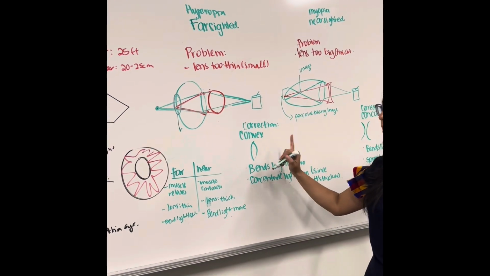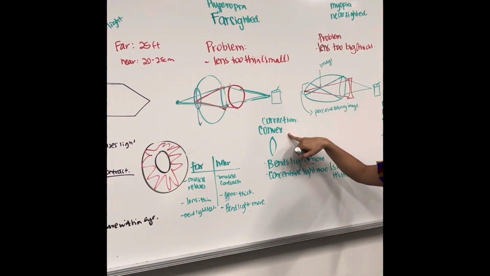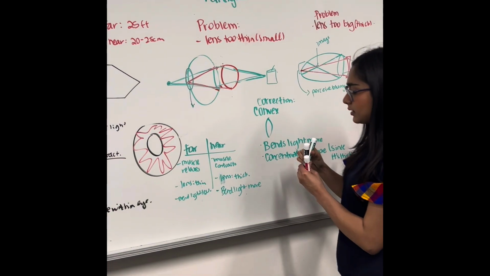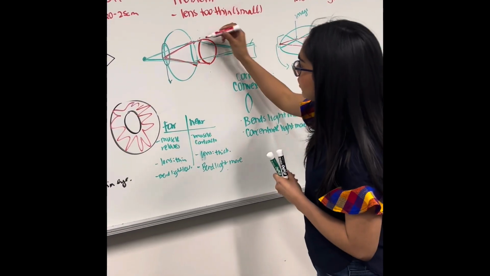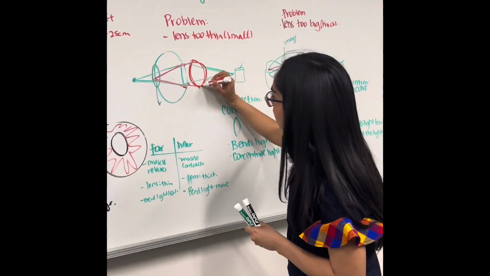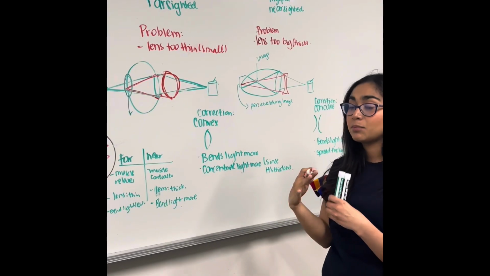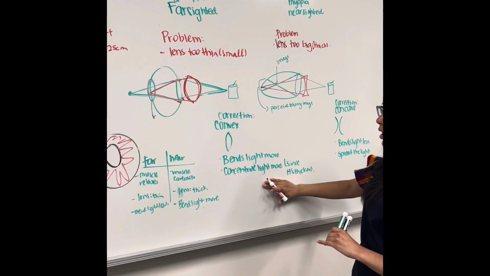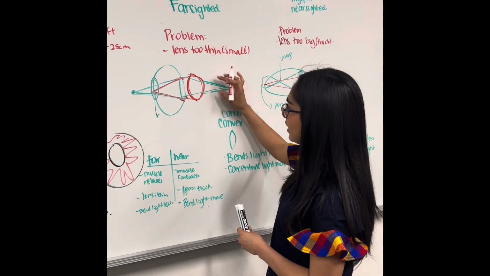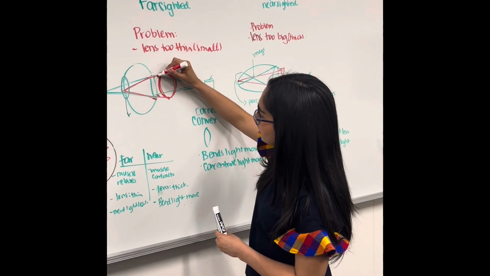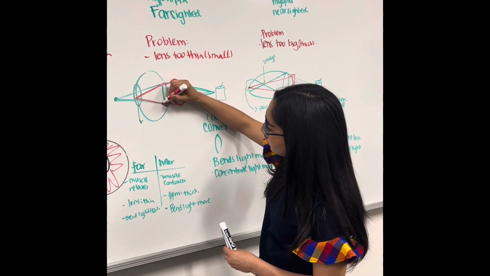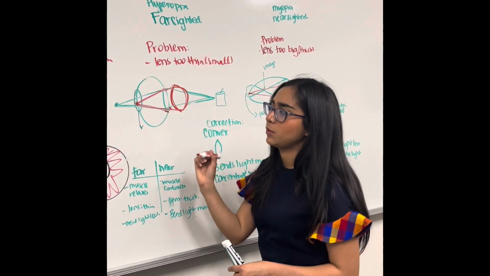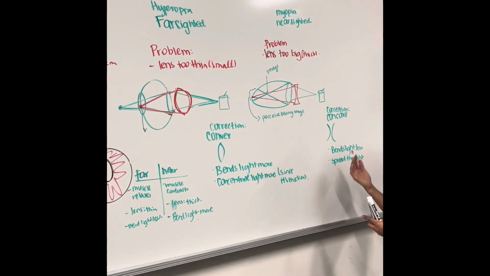And we will need to correct that using a convex lens. Convex lenses, I tried to draw it here. It's this one right here. They're thick lenses and they bend light more. And they concentrate light more since it's thicker. So we have our image, and then what it will do is that it will concentrate the light right in the retina, which is before what they would do without glasses or without correction.